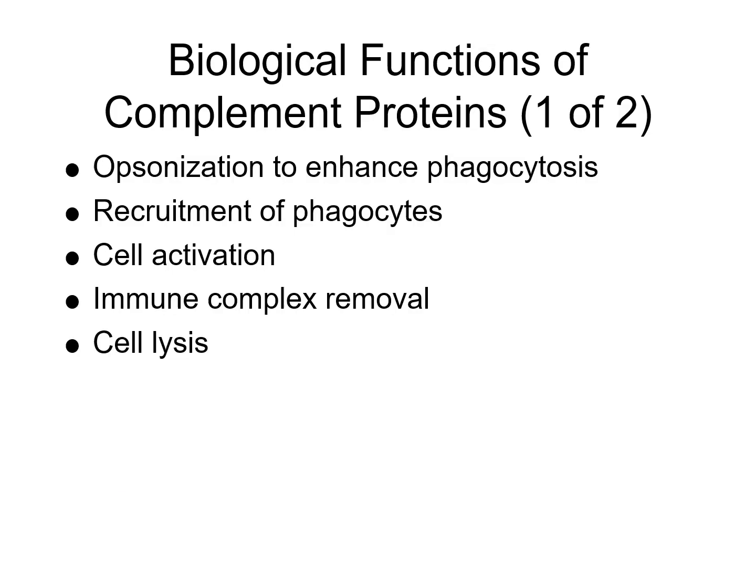Some major functions of the complement system is opsonization. So opsonization is when complement proteins like C3b coat pathogens, making them easier for phagocytes to recognize and engulf. We have recruitment of phagocytes, so complement fragments act as chemoattractants, guiding phagocytic cells like neutrophils and macrophages to the site of the infection. For cell activation, we have binding of complement fragments to complement receptors on immune cells, which will trigger the activation and lead to cytokine release and enhanced antimicrobial activity.